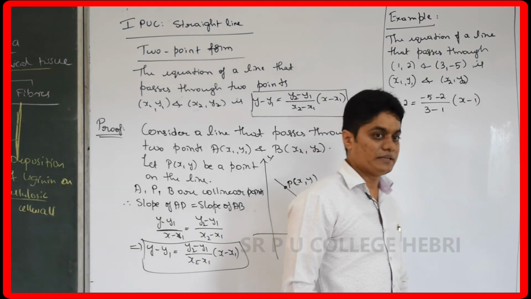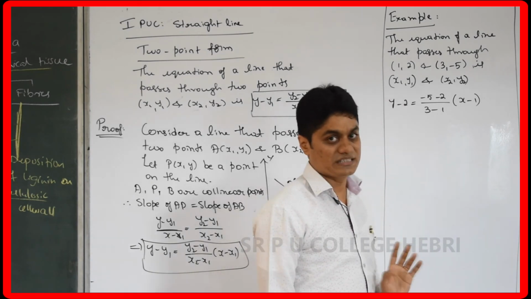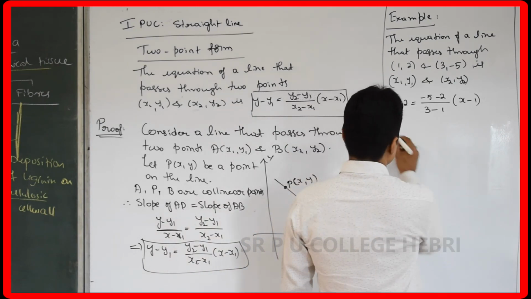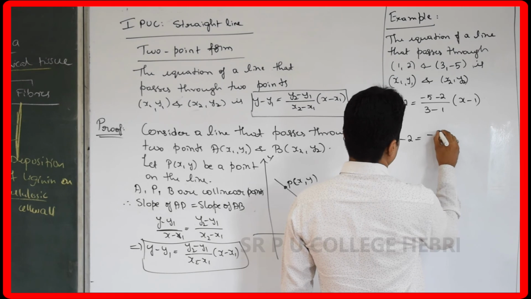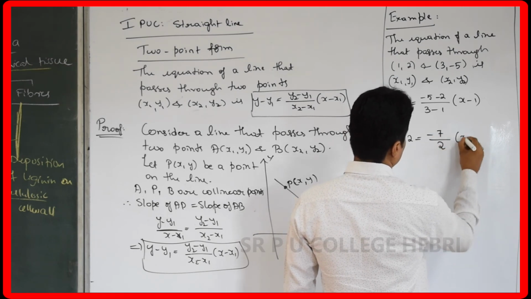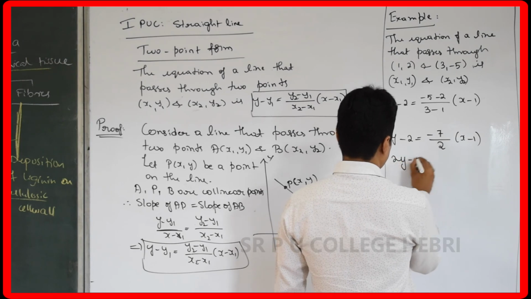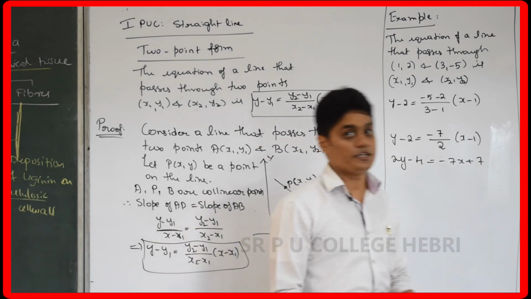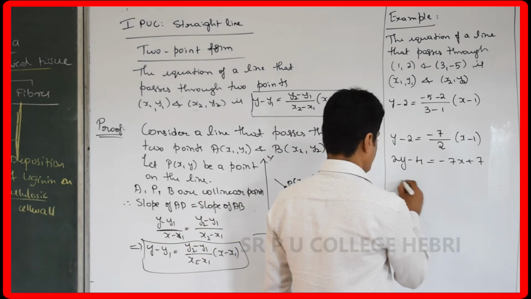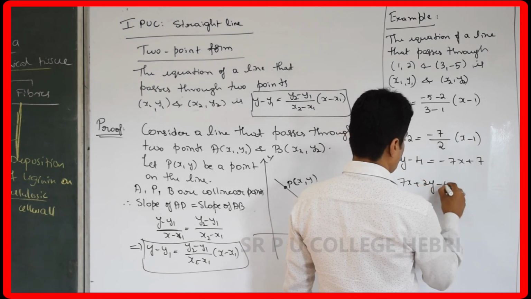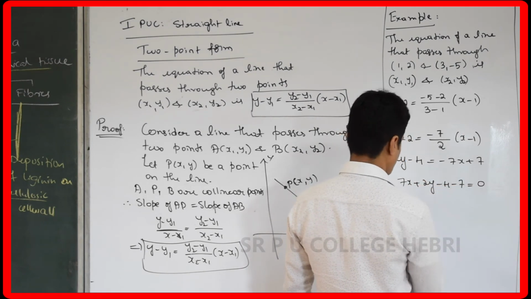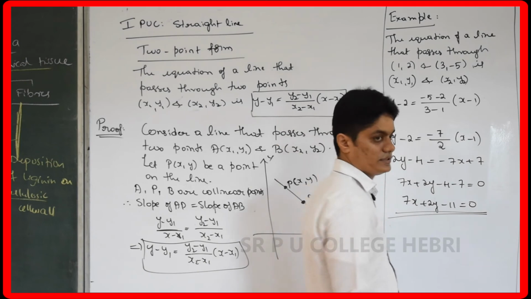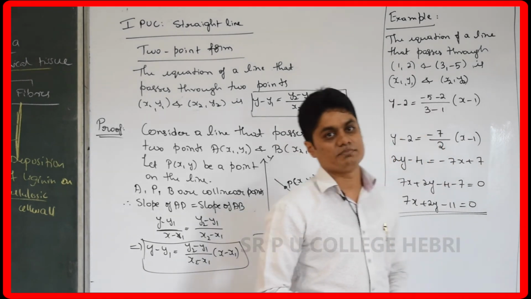As I told in the previous type, it is not enough if you just substitute. You should simplify and complete the work by writing the final answer in the form ax plus by plus c is equal to 0. So simplifying further, it will be minus 7 by 2 into x minus 1. Cross multiply: 2y minus 4 is equal to minus 7x plus 7. As I told, if the coefficient of x is negative, bring everything from the right hand side to the left hand side. It becomes 7x plus 2y minus 4 minus 7 is equal to 0. So 7x plus 2y minus 11 equal to 0 will be the final answer. The final answer must be in the form ax plus by plus c is equal to 0.